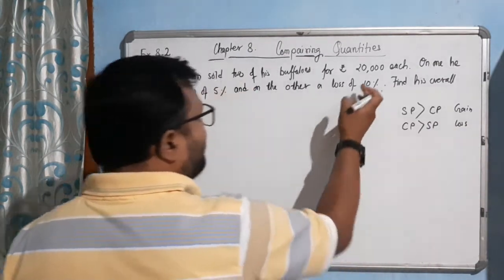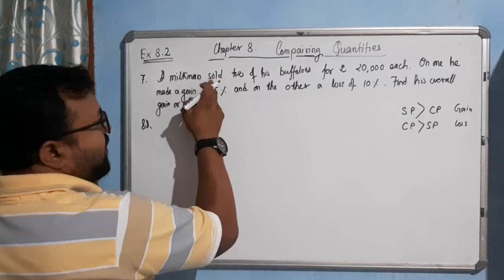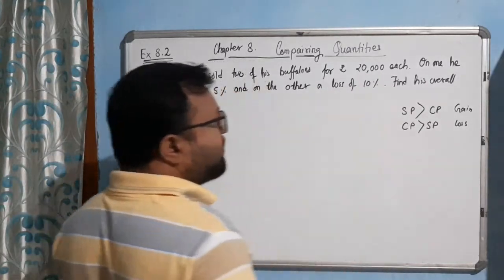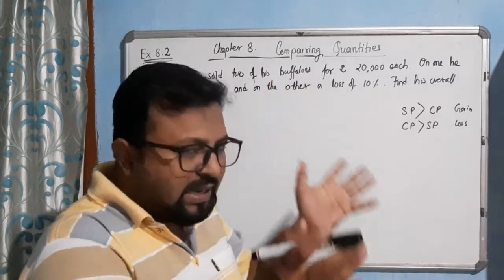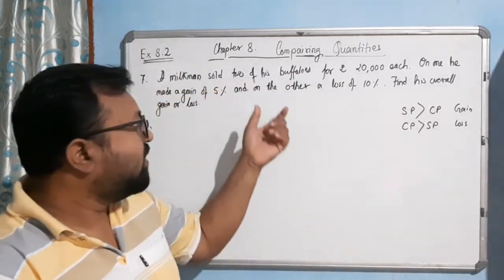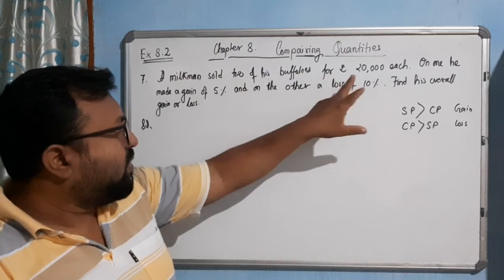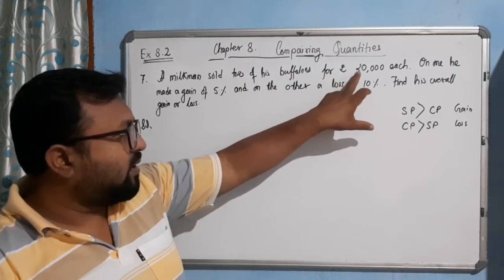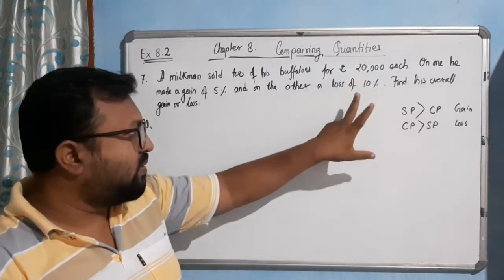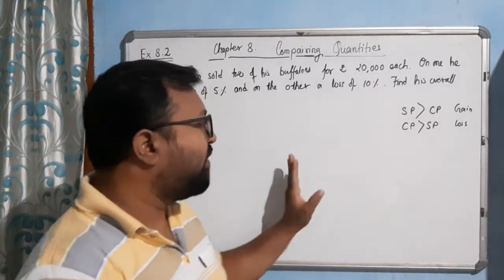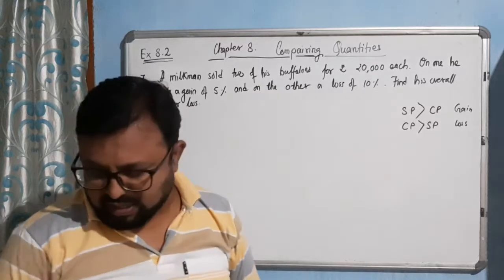Right now we have the selling price. So the selling price of both the buffalo is how much? 20,000 each. So it means the total selling price is how much? 40,000. Because the selling price of each buffalo is 20,000, so two buffalo will be 40,000. Now we need to find the cost price of each buffalo. See how we will find out.